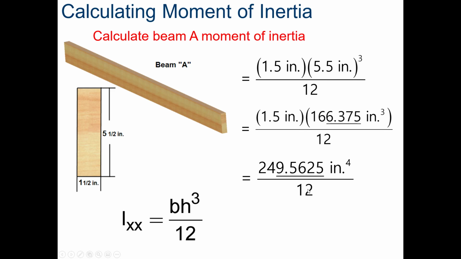Finally, take this number and divide by 12, and you'll get your answer: 21 inches to the 4th power. That's just a unit for moment of inertia. So this is rounded, by the way. I think you get like 20.8 or something like that, but if you round up, you get 21. So 21. That's the moment of inertia on this guy.